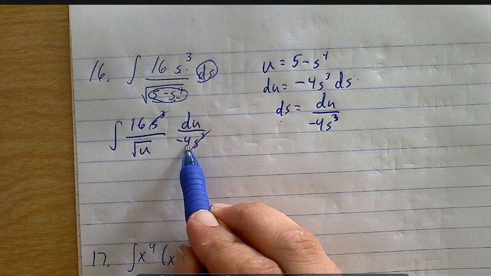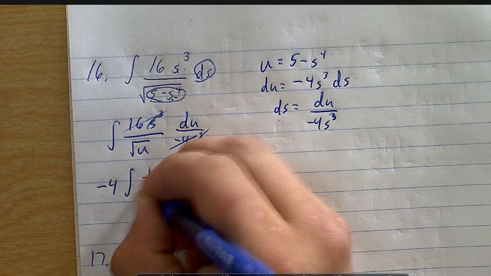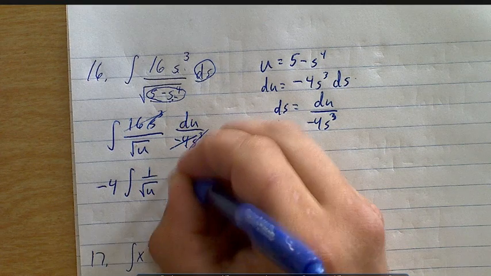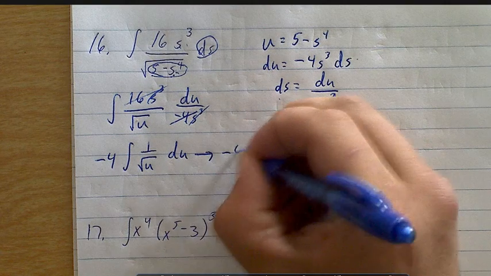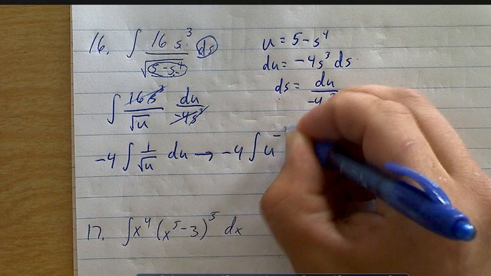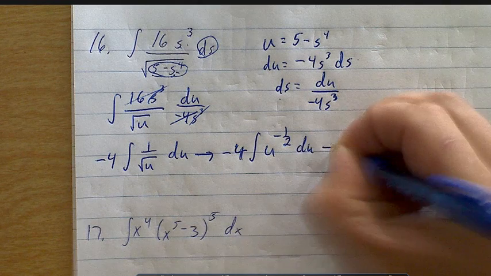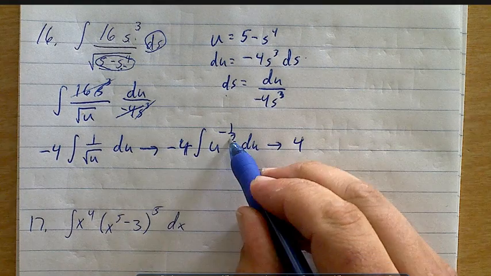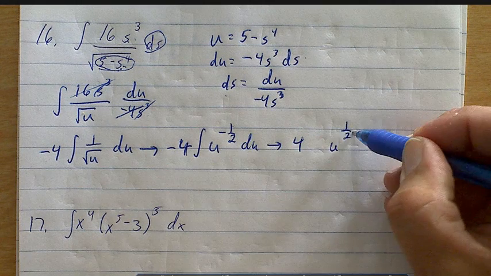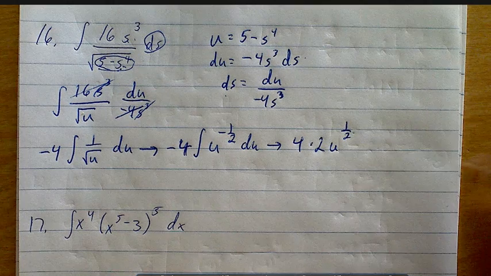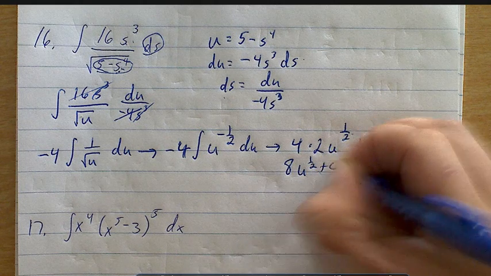And this problem is just like the previous ones we did. I'm going to change this into an exponent. So u to the negative 1/2. So I add 1 to the exponent. Negative 1/2 plus 1 is 1/2, reciprocal. So I have 8u to the 1/2 plus c, which is 8 square root of u plus c, which is going to be 8 square root of 5 minus s to the 4th plus c.